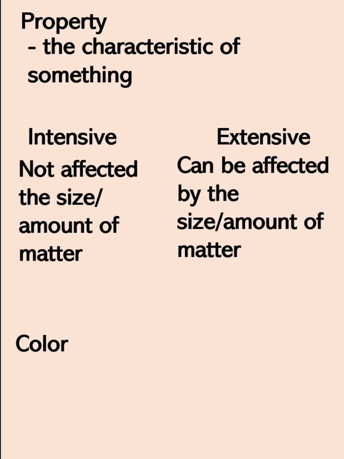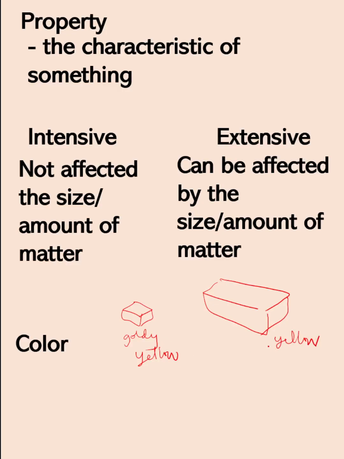For example, color. So for example, I have here a small piece of gold, and then here I have a bigger piece of gold. What's the color of the small gold? So here it's, of course, goldy, or let's say it's yellow something. How about the color of the bigger amount of gold? So it's the same thing. So it's also yellow in color. So from this one, I can say that color is not affected, or it doesn't change given different amounts of the substance. So this one is an intensive property.